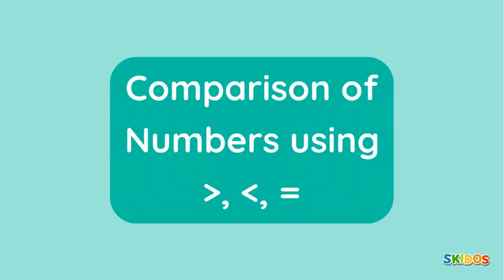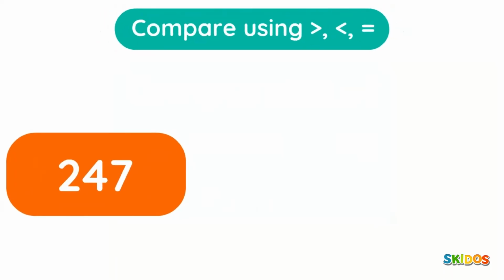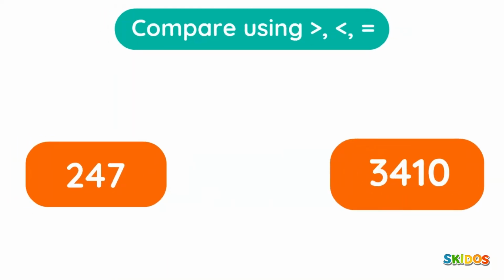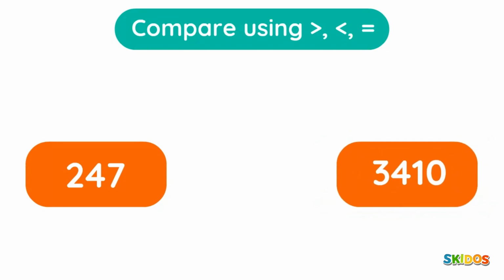Hi there. Let's learn about comparison of numbers using greater than, less than, or equal to sign. 247 is a 3-digit number. 3410 is a 4-digit number. A number with a greater number of digits is the greater number.